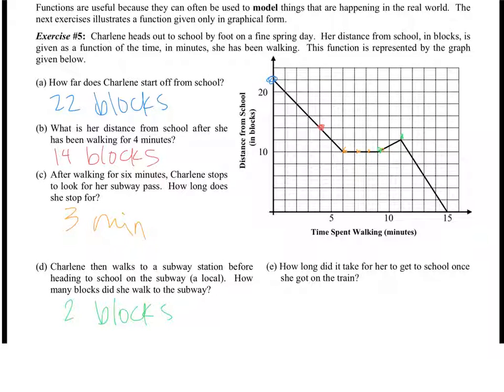How long did it take for her to get to school once she got on the train? So once she got on the train, that's right here, to the 15, that went from 11 to 15, that took 4 minutes.